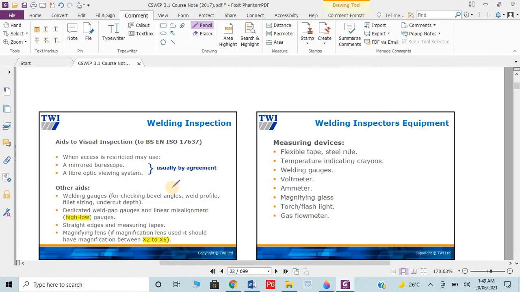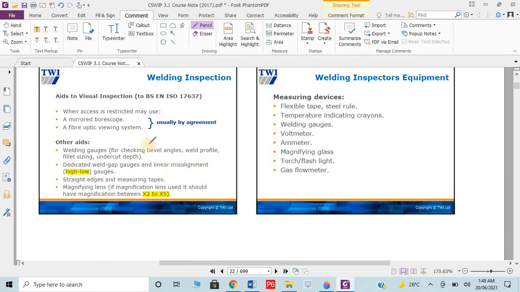The next thing is, if the access is not available to the naked eye, then different tools are normally used. One is a mirrored borescope, the second one is a fiber optic viewing system. This is with the help of tools, and we have a mirror system, a convex mirror, so you can see easily from the outside if you have no access.